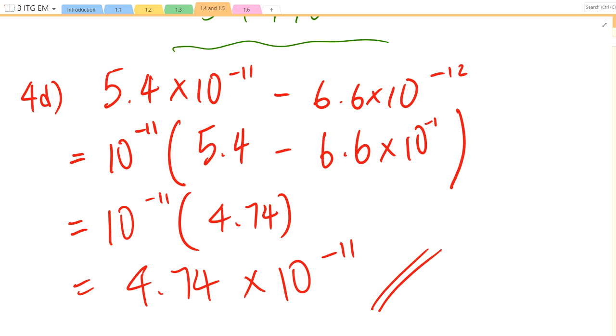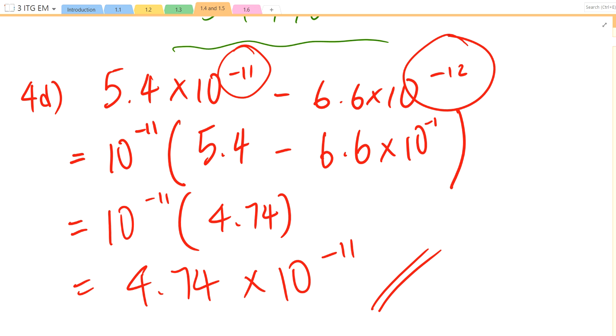Okay, so this is the approach that we can always take, regardless of whether it's a plus or minus, whether you are adding two numbers or subtracting two numbers, or whether the powers are positive or negative, the approach is the same. Just factorize out the larger power. Okay?